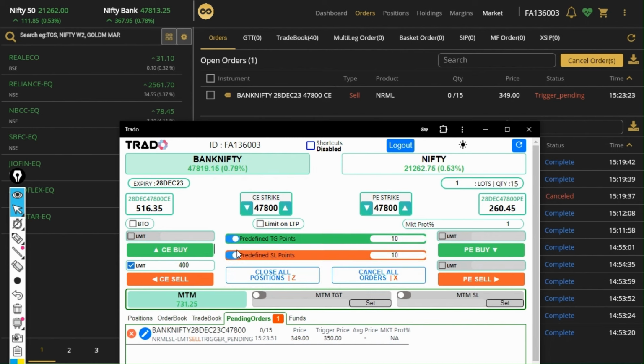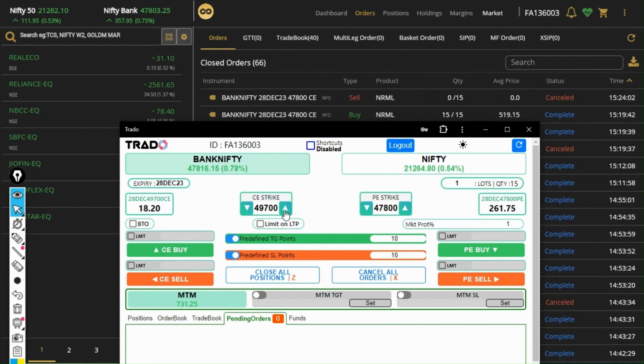Okay, now see why this feature is so important. Suppose I want to place a BTO order. I will place this order at 10 rupees as a BTO order. I don't want to turn on both target and SL, I will turn on only one. If I turn on this target and place my target like 5 points and simply place the order.